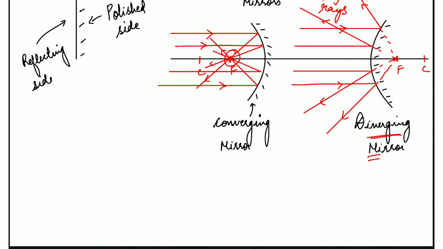I'm sure you must have studied. Basically all these mirrors are part of a big sphere, right? So it's basically part of a big sphere, and that sphere will have a center. That center is what you call the center of curvature.